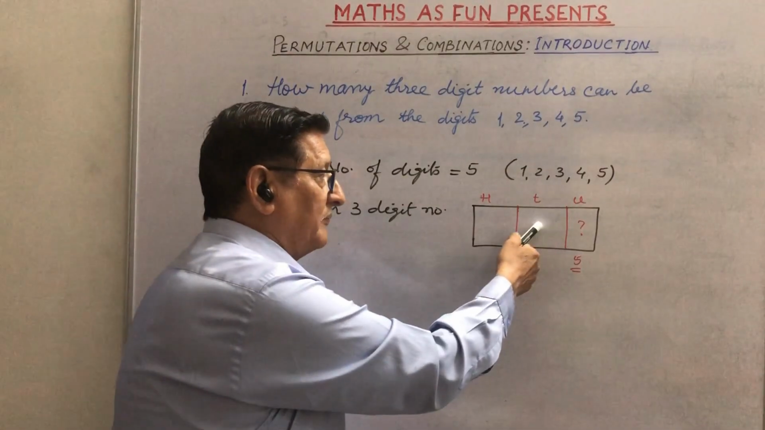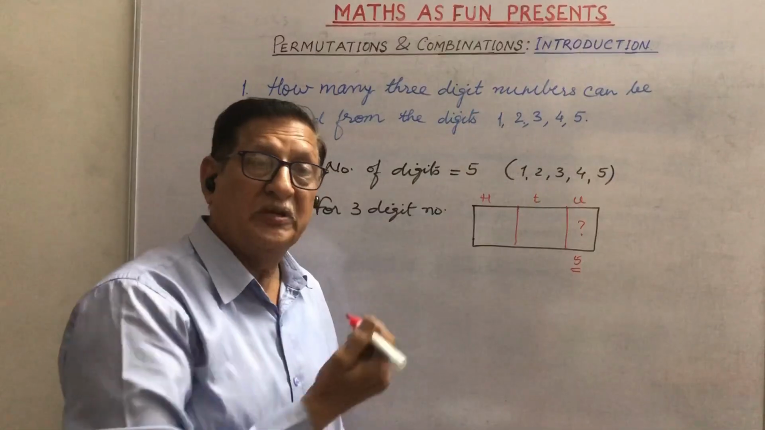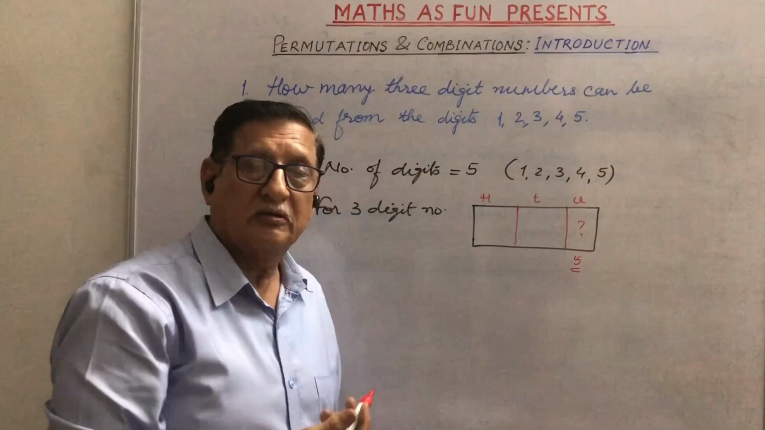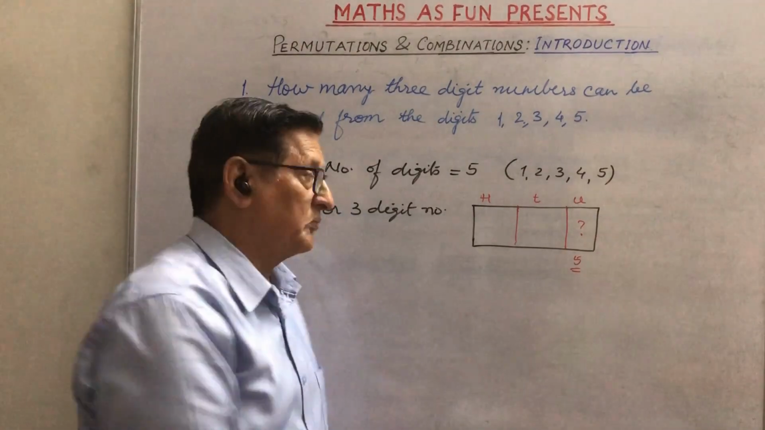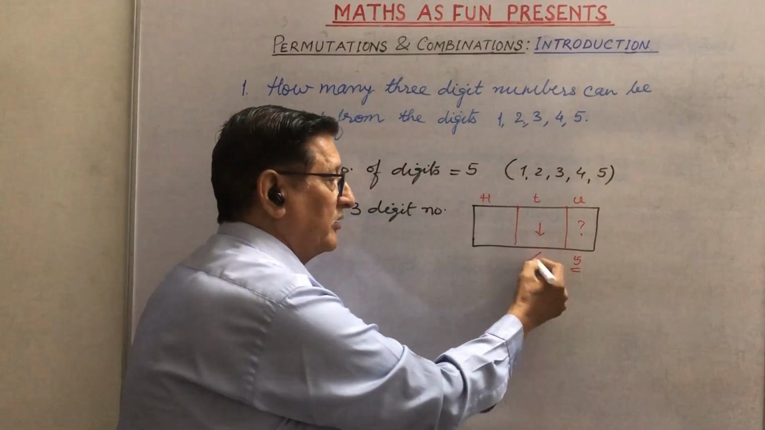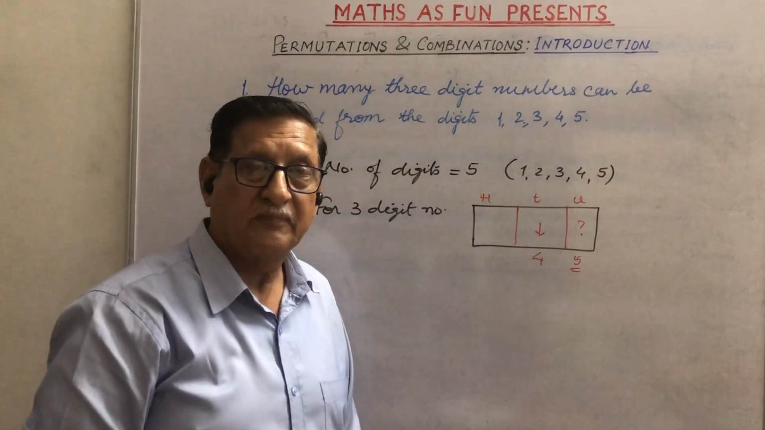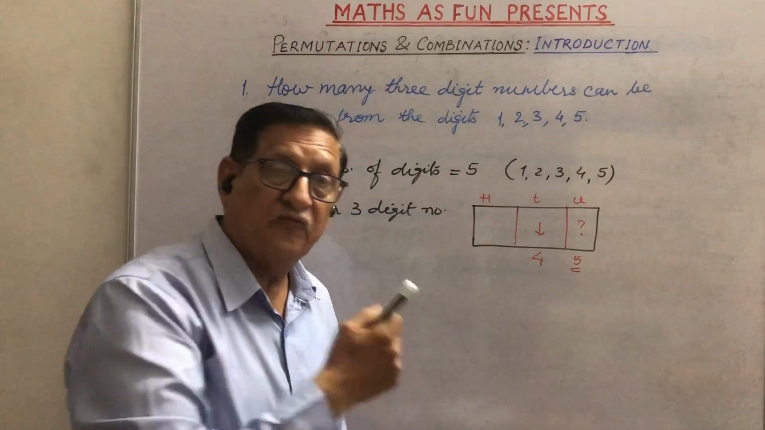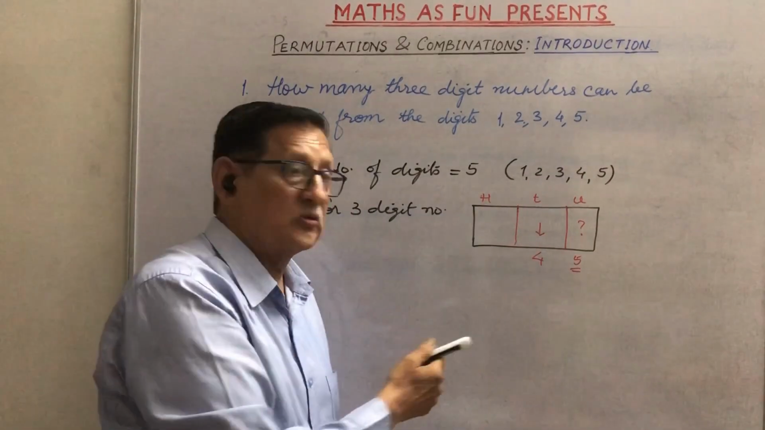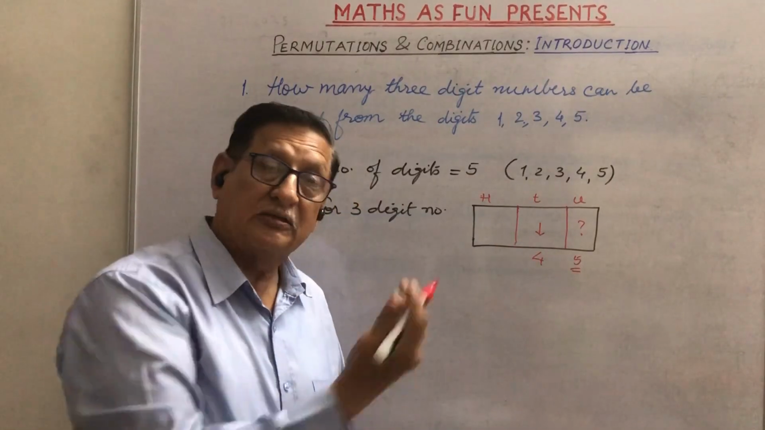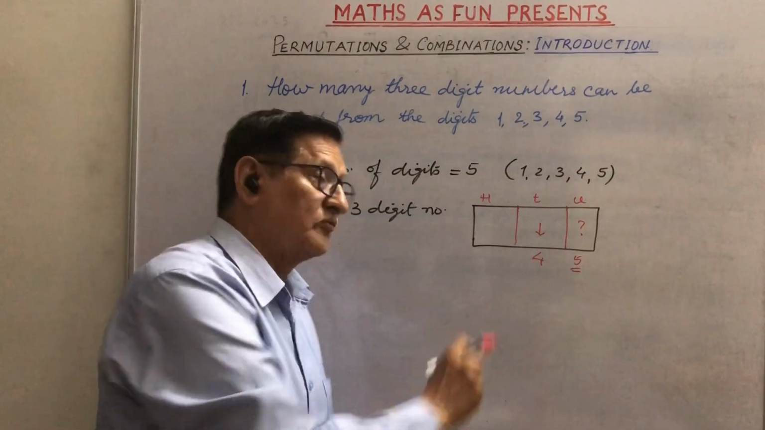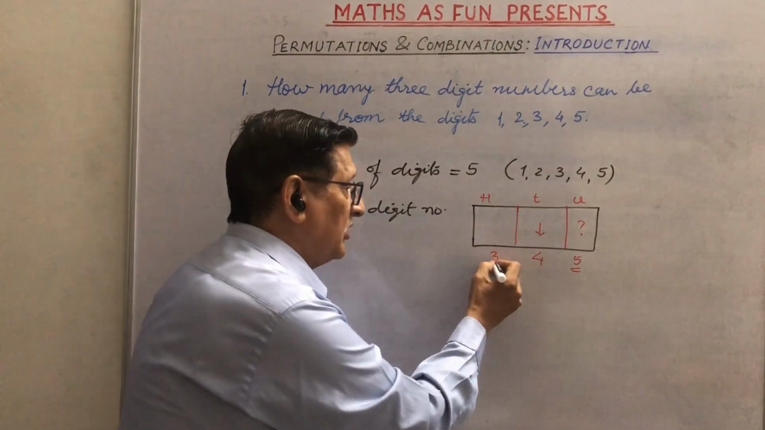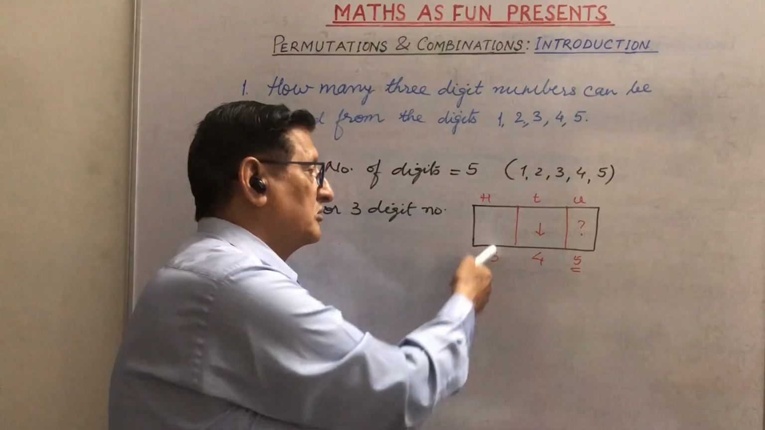then when we come to this place of tens, how many choices do we have? Because one we have already placed here, we will be left with the remaining 4 digits. It means this particular place can be filled in 4 different ways. And after tens, when we come to the hundreds place, we find that we are left with only 3 digits because 2 we have already placed. We can place any one of the 3 here. So we have 3 options here to fill the hundreds place.